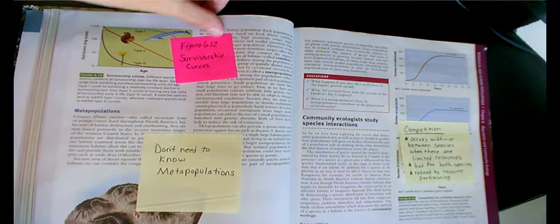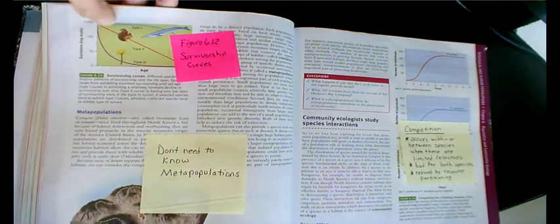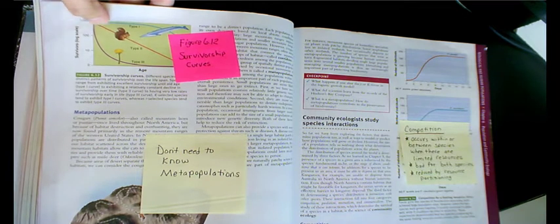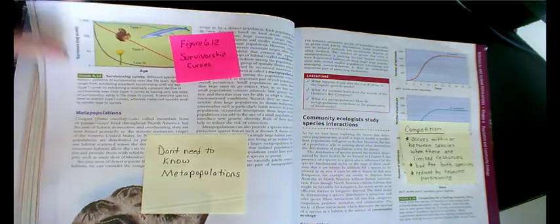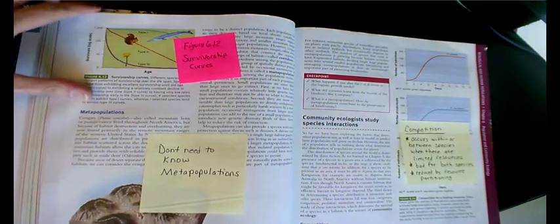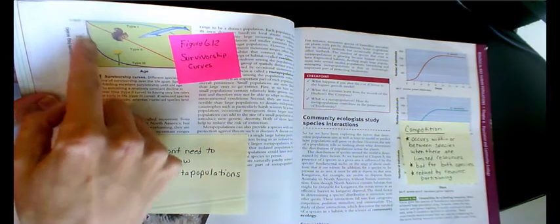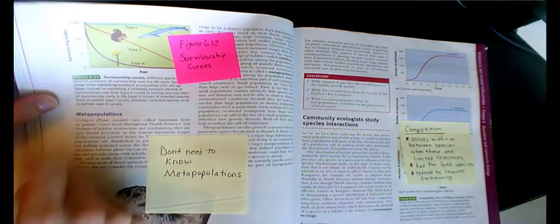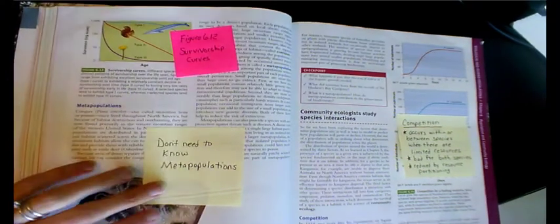So here is a good figure, figure 6.12. You guys will also be doing a lab on survivorship curves, but you can see type 1, they survive for a long time. Type 2 is just kind of steady, and then type 3, they don't live very long, right? But there's a lot of them. So you don't need to know metapopulations.